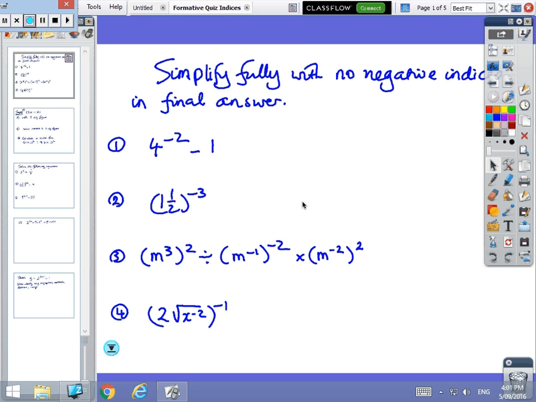Okay, so we're looking at a formative quiz on indices for the test that's coming up. We'll just do a page at a time. When you're ready, pause, and then come back when you're ready live.